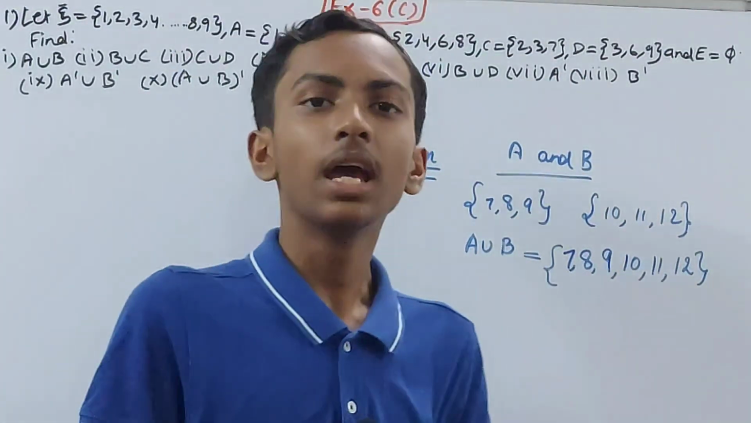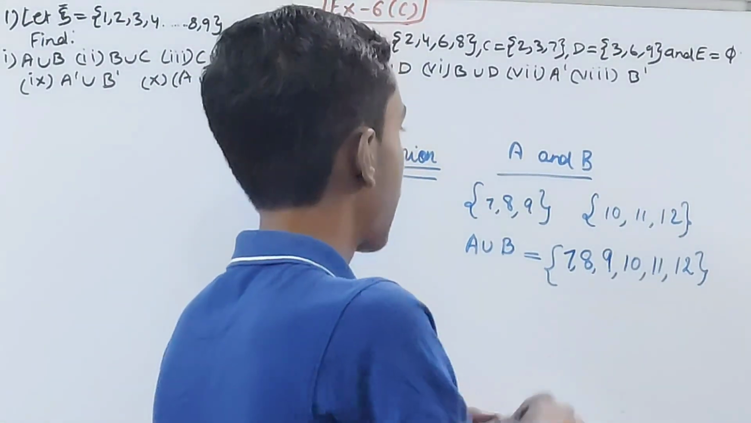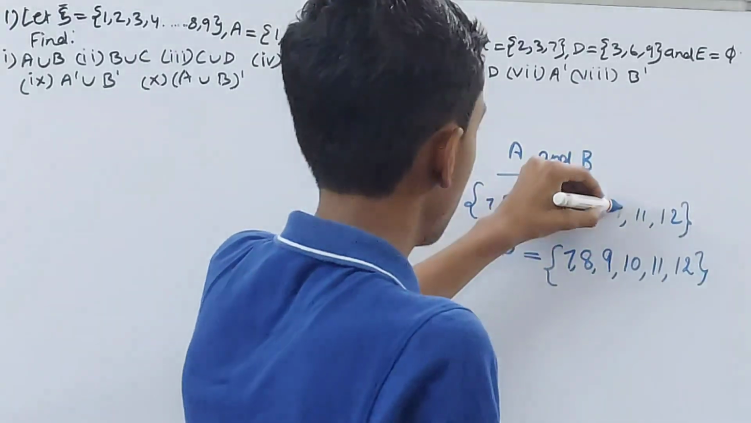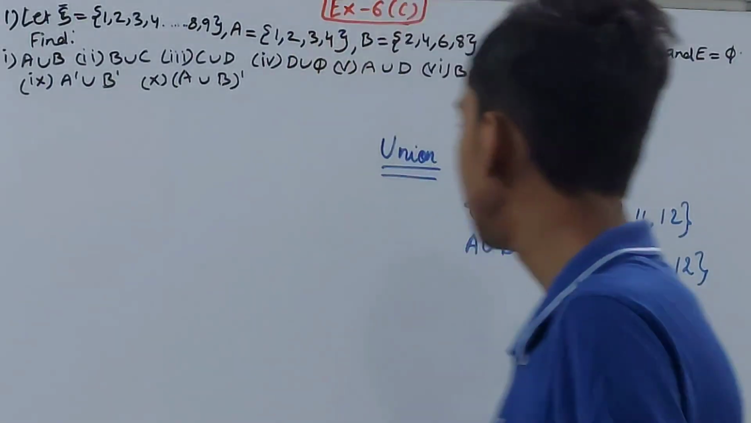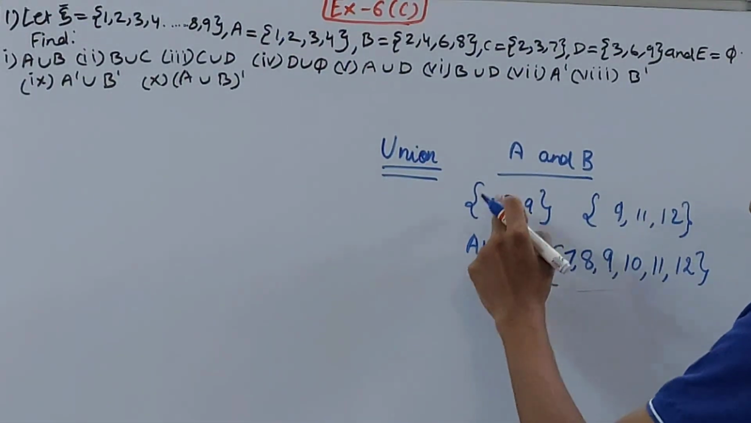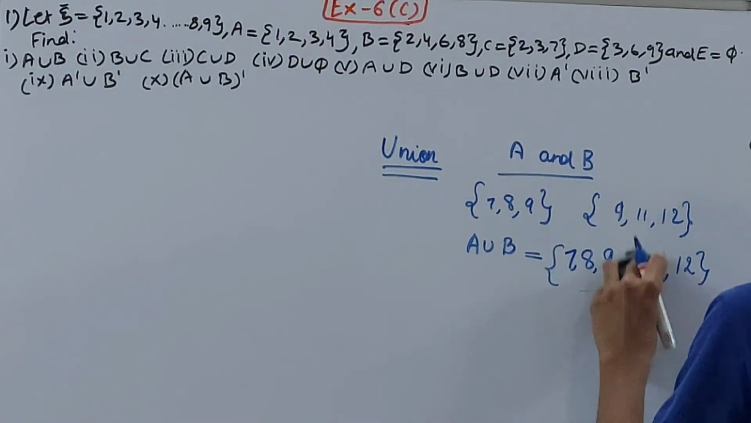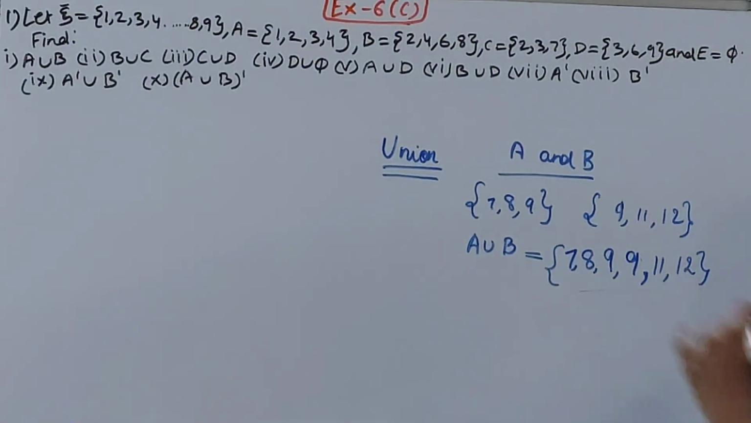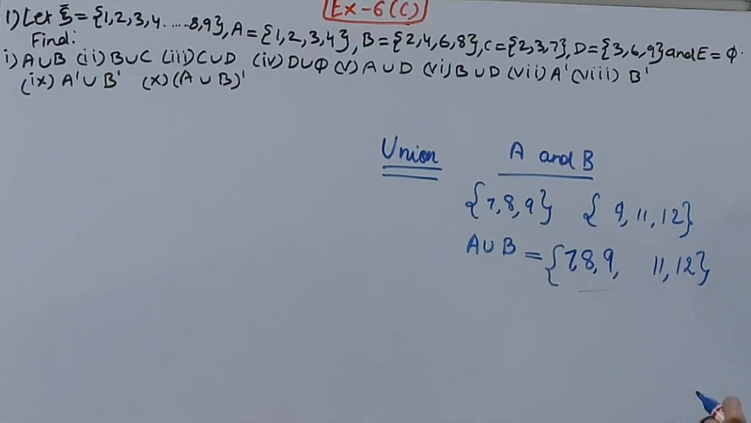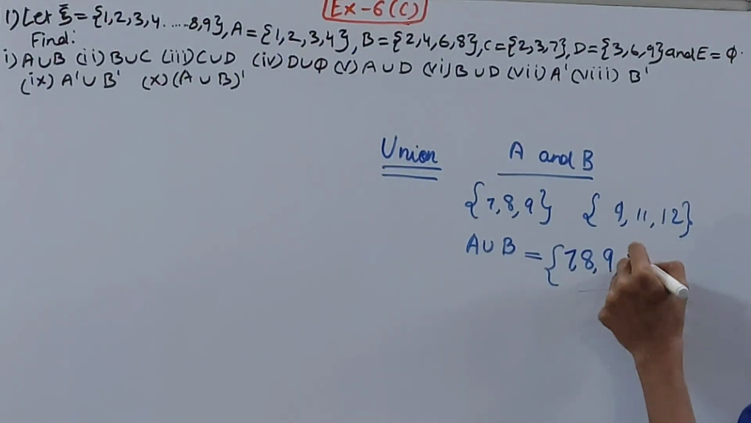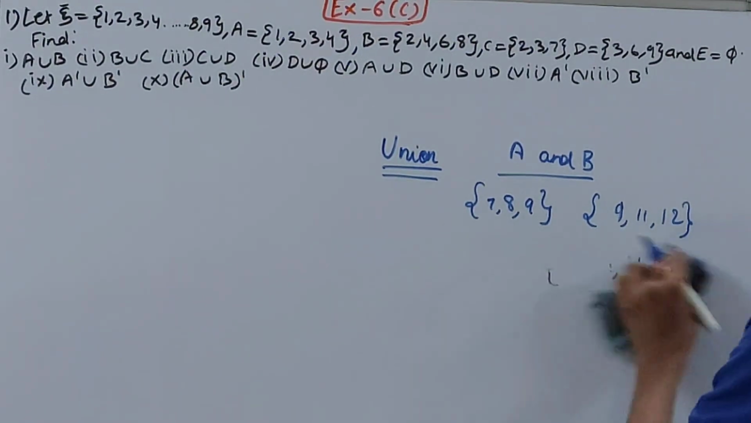This is just an example, but you should see one thing very carefully. Suppose in place of 10 here, I write down 9. Now you have to create the union of these sets. You begin from 7, then 8. Now you see 9 is in both the sets. Will you write 9 two times? No, this is wrong. Whatever elements are common, they are supposed to be written only once. So 7, 8, 9, 11 and 12. That's the basic thing about union.